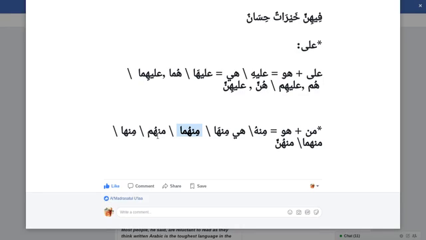منهم، منها، منهما، منهن. The ending one is important. Very important. Must memorize this. Anyone have any questions before we start the new lesson?